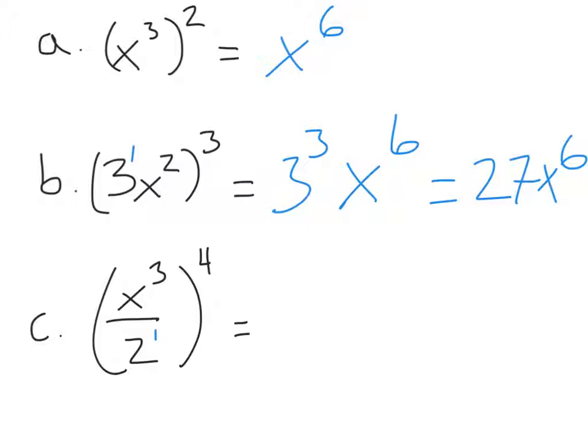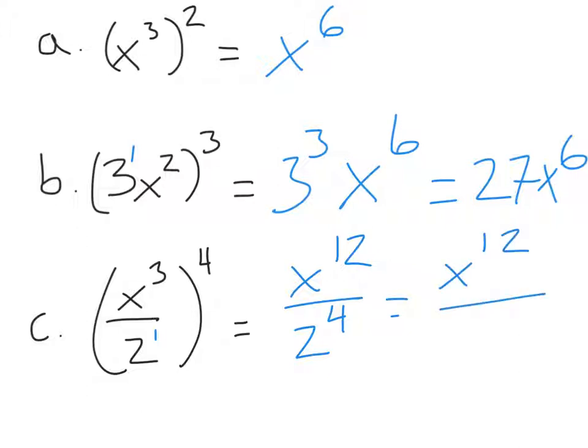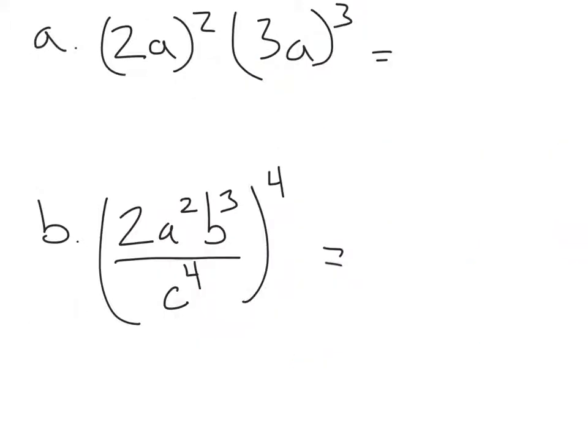Because we have the power on the outside of parentheses, we're going to multiply 4 times 3 and 4 times the power of 1. So on top we get x to the 12th. That's our 4 times 3. And on the bottom we get 2 to the 4th. Again, just like last time, we should be able to figure out what 2 to the 4th is. 2 times 2 times 2 times 2, that should be 16, if I did my arithmetic right. And there's our answer.